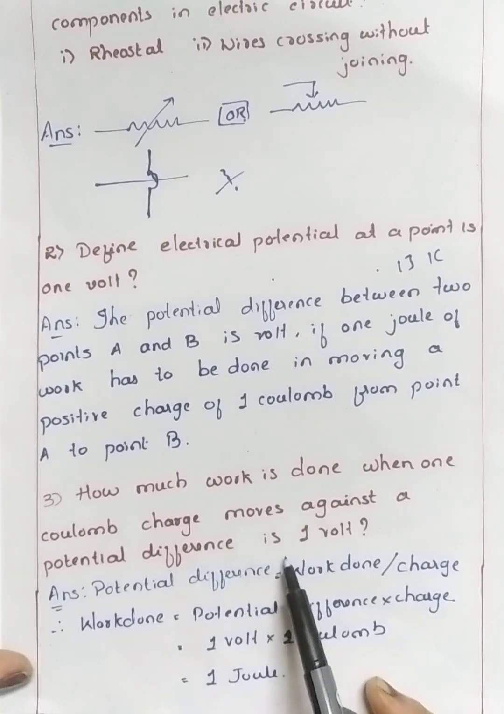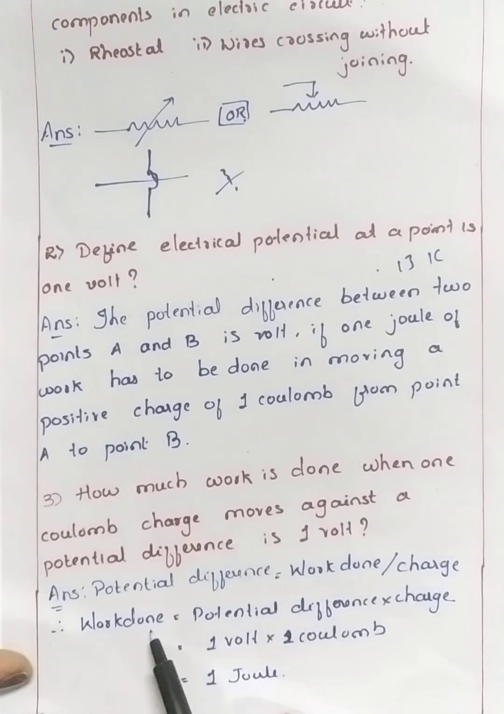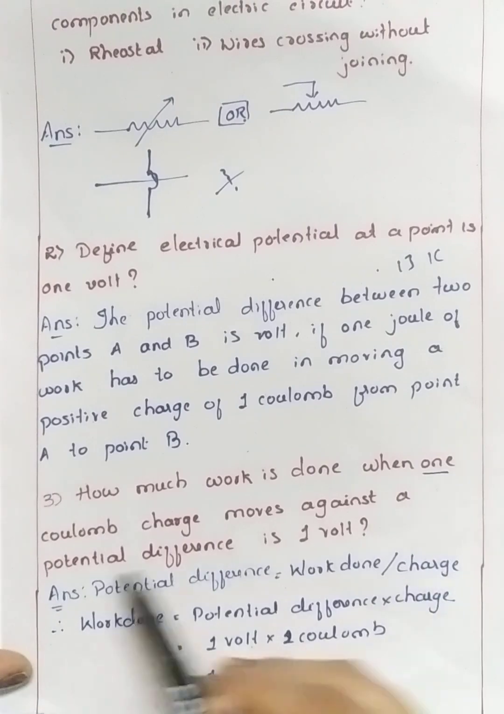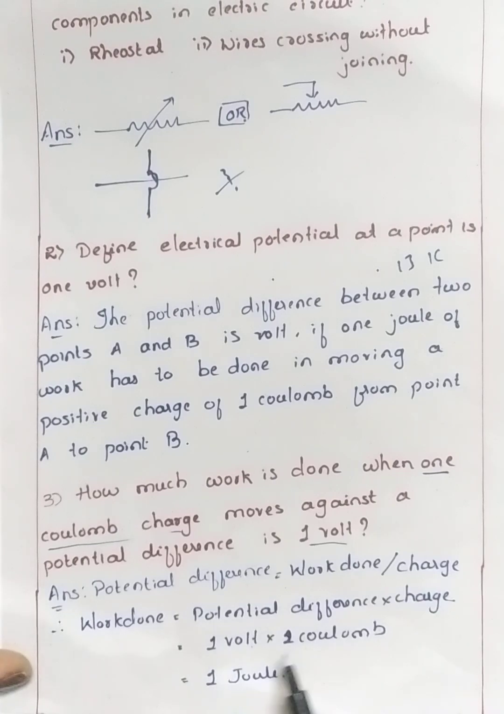So when there is a potential difference of 1 volt, you have to calculate how much work is done. Work done is equal to potential difference into charge. The potential difference is given as 1 volt and the charge is 1 coulomb. So we get 1 into 1, that is 1. The SI unit for work done is joule, so 1 joule of work is done to move 1 coulomb of charge against a potential difference of 1 volt. So this is the third question.